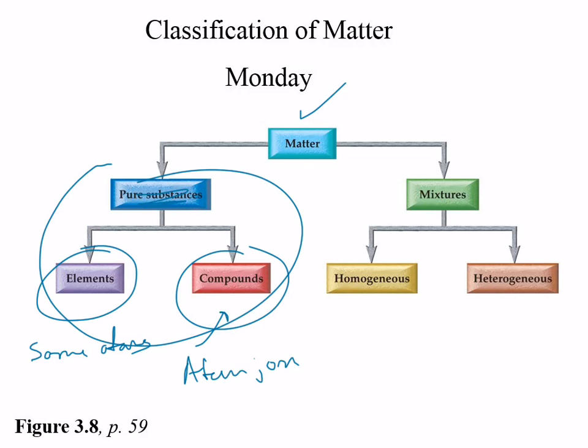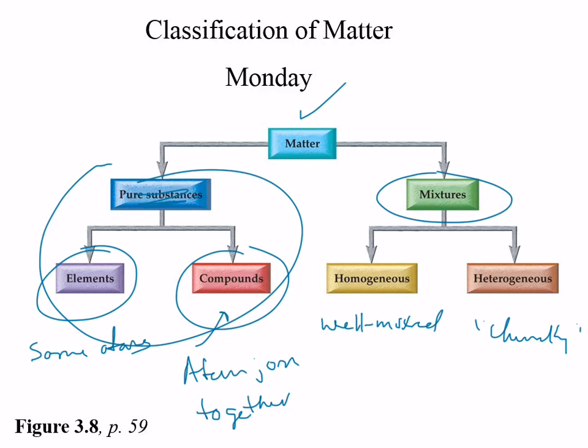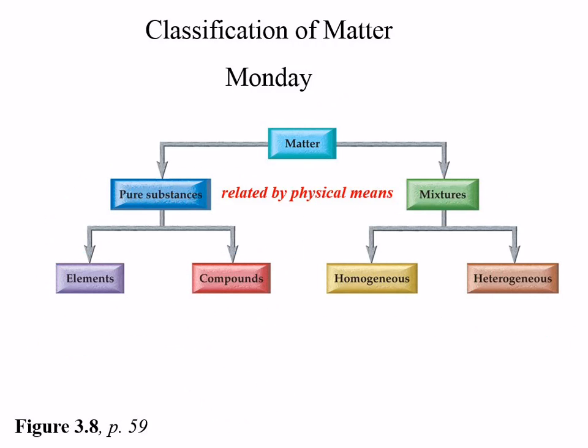Let no man put asunder, joined together. Atoms of different types of elements joined together chemically with chemical bonds. And then if you have two or more pure substances that are just physically tossed together, like you toss a salad, we're going to look at some examples of mixtures today. Your choices are that those two pure substances could be well mixed, and it's a homogeneous mixture, or it could be chunky, and it's not the same throughout, your mixture. So we just keep talking about that.